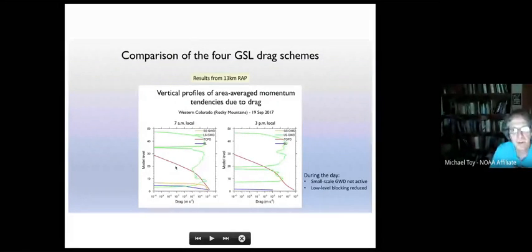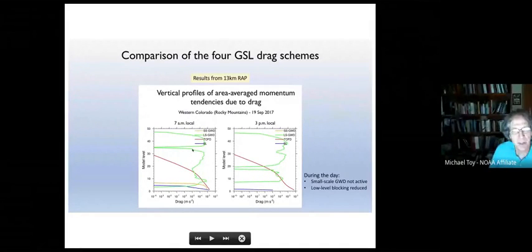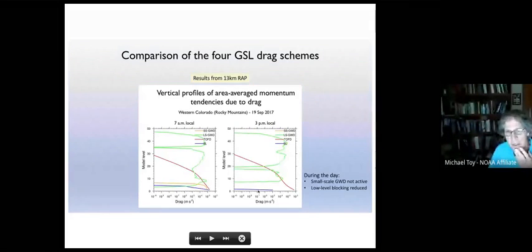And then the large-scale gravity wave drag, the green curve, imparts a drag all throughout the troposphere and up into the stratosphere. In the afternoon, you have an unstable boundary layer, so there are no small-scale drag forces imparted. The scheme is not active, and the blocking is a lot lower because the flow is more likely to go over the mountains in unstable layers.